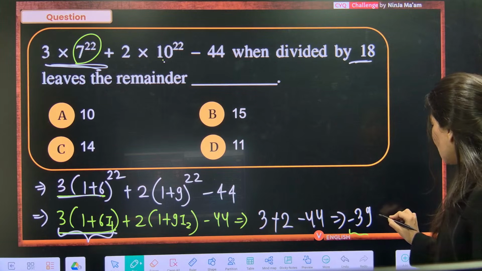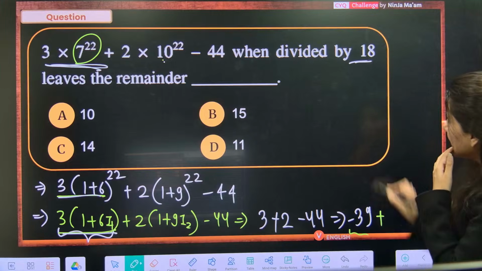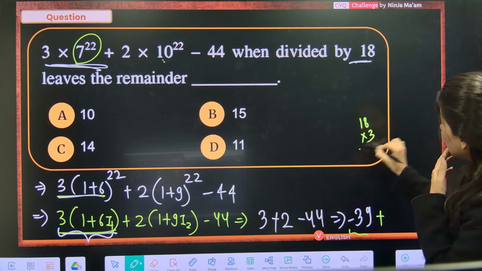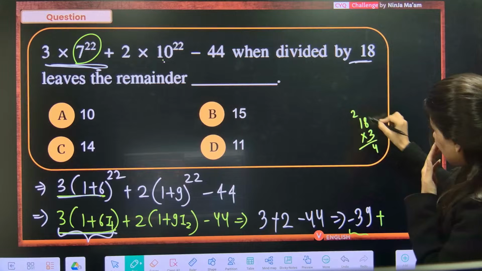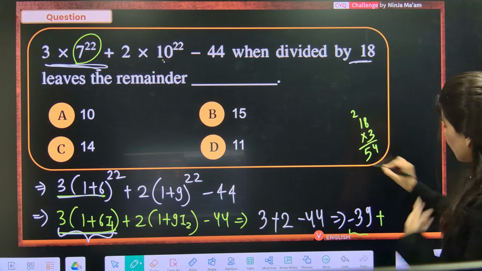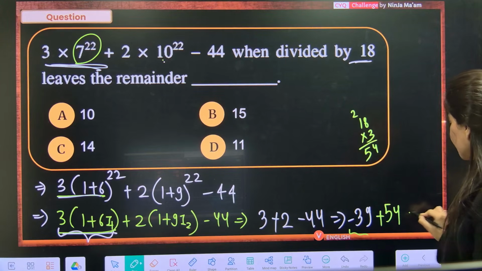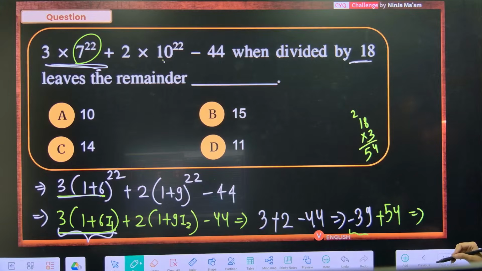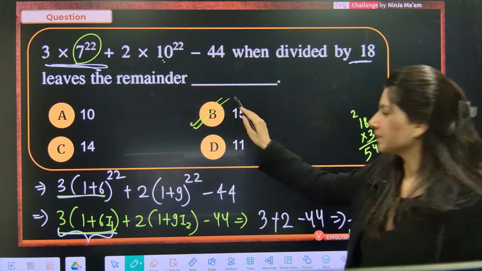So you know what? Now what you can do is plus 18 into 3. 18 into 3, 8 3s are 24, and 3 1s are 3, 54. So plus 54 we have to do. So 54, it is going to be what? 15 will be the answer. 15, where are you? Option B.